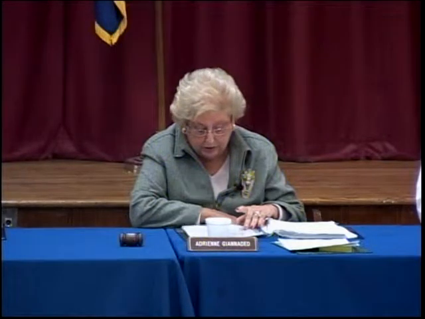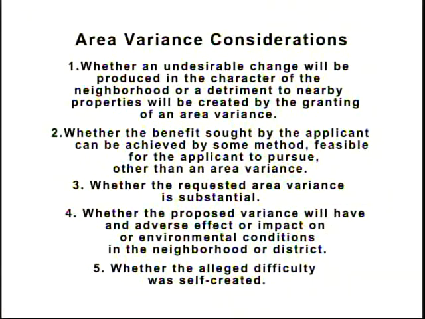The most common kind of application before the board are area variances. Area variances deal with dimensions such as lot area, frontage, height, and setbacks. New York State statute mandates that the board must consider the following 5 criteria in area variances. When you come to the podium to present your application, you need to address these 5 areas. They are posted here for you.